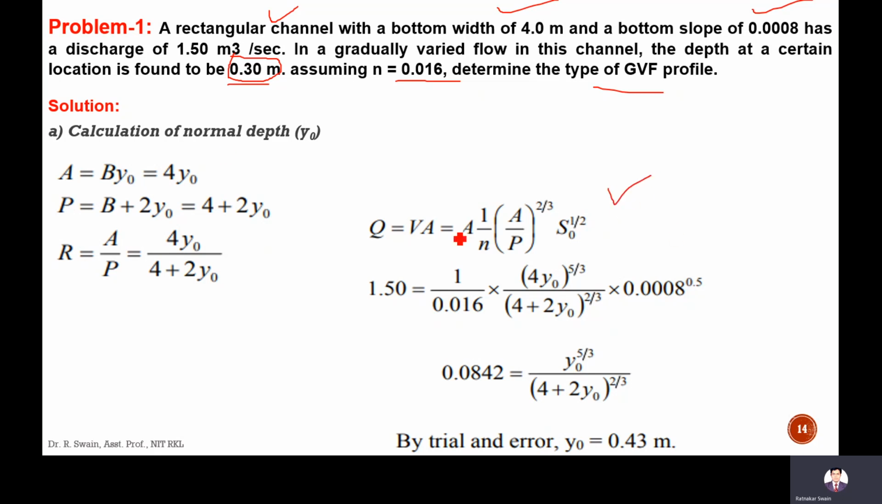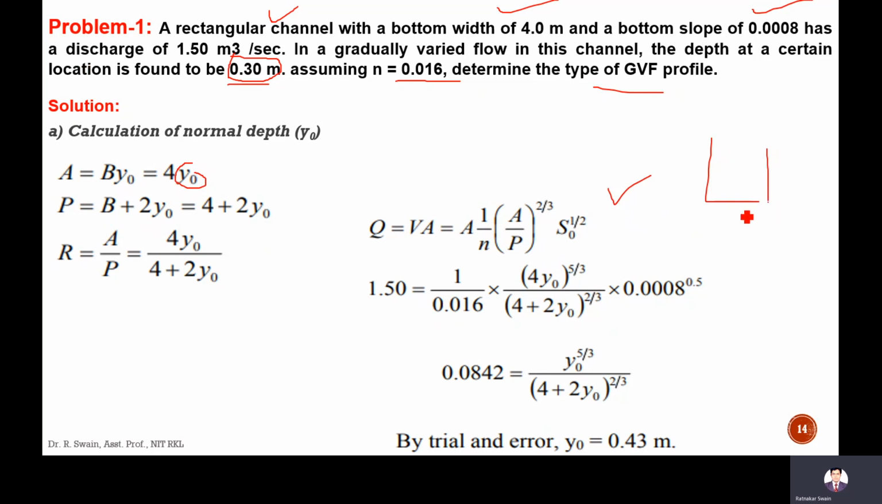So this is Manning's equation: Q is equal to A into 1 by n, R to the power 2 by 3, S naught to the power half, where R is A by P. Here we have to keep the area in terms of y naught, because we don't know the normal depth. So area is B into y naught, and B is 4, so 4 y naught. P is B plus 2y, because this is a rectangular channel.